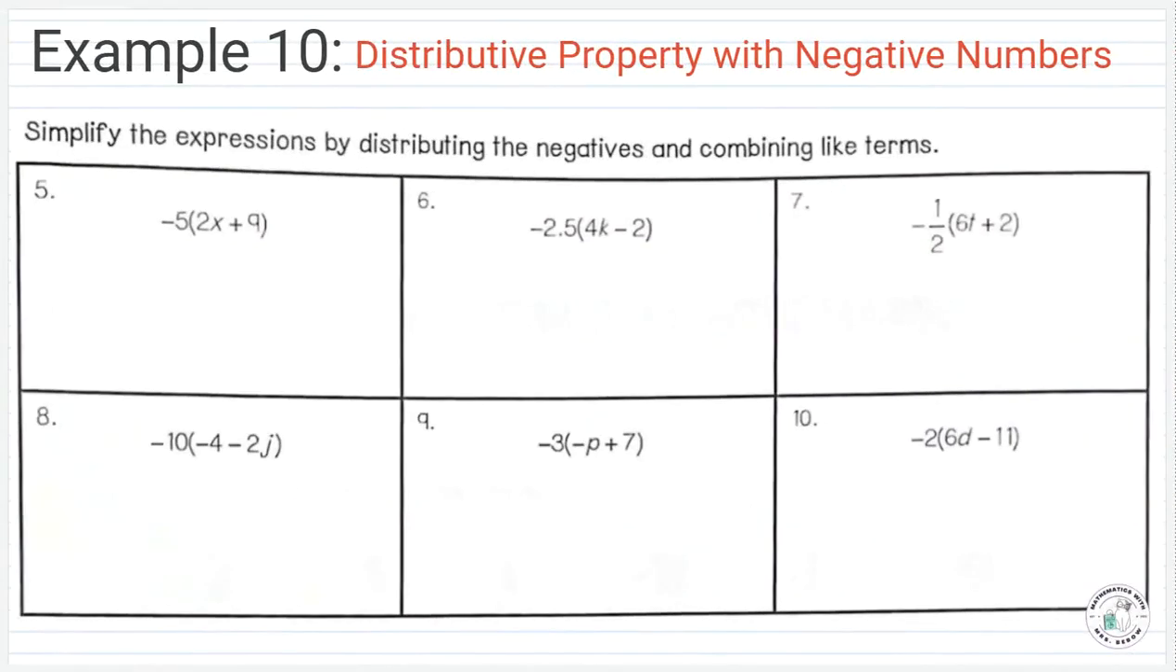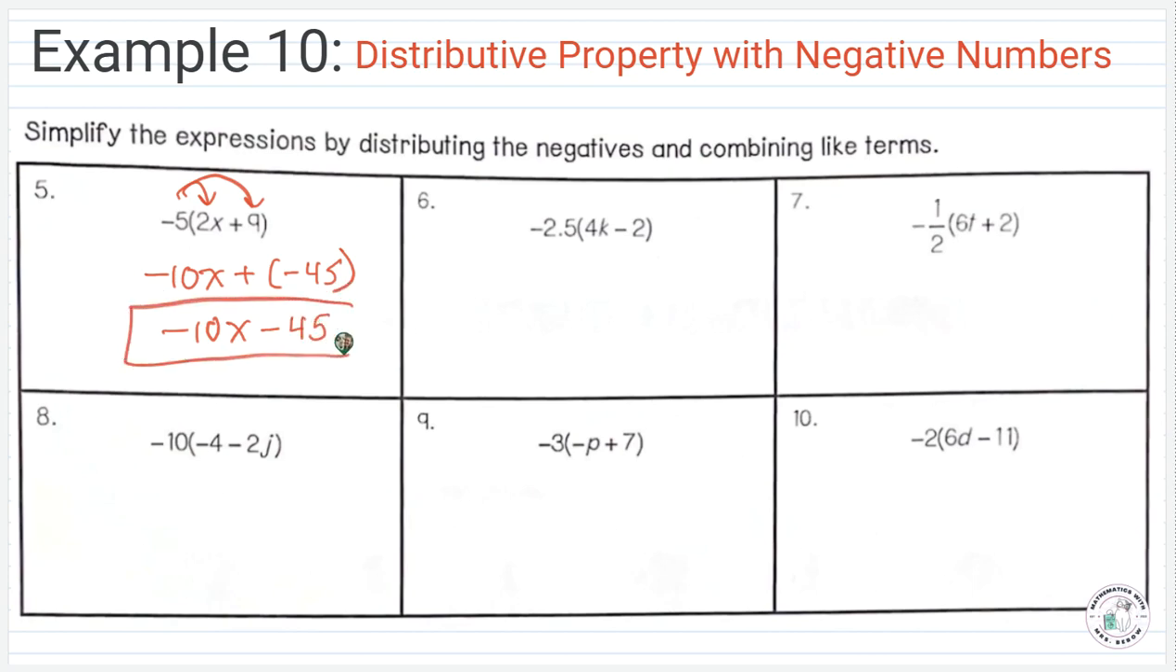Moving into more examples. These ones, again, we're taking a negative number and multiplying it to everything inside the parentheses. So we have -5 multiplied by 2x plus 9. This one, because there's no subtraction on the inside, I would just go ahead and multiply. So -5 times 2x, that's going to be a -10x, plus a -5 times 9, which is going to be a -45. And then we just want to clean this up. Instead of writing it as plus negative, this will be the same as -10x, and then it'll be minus 45 on the end.